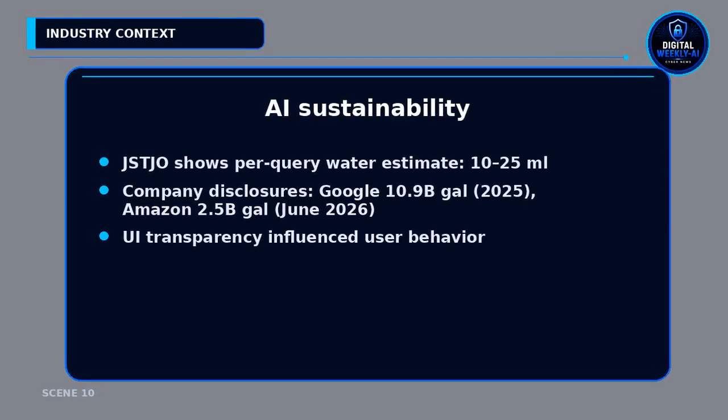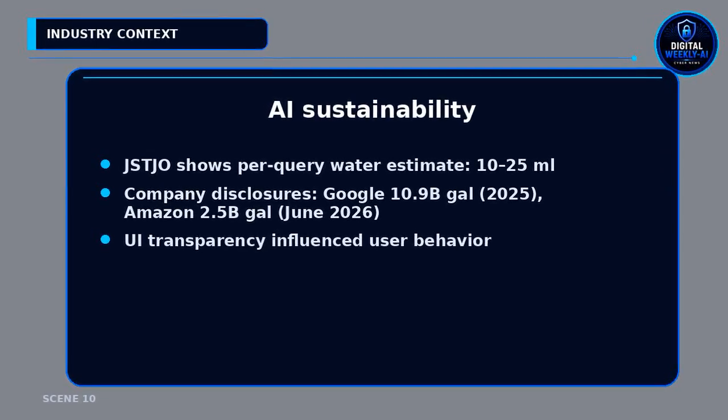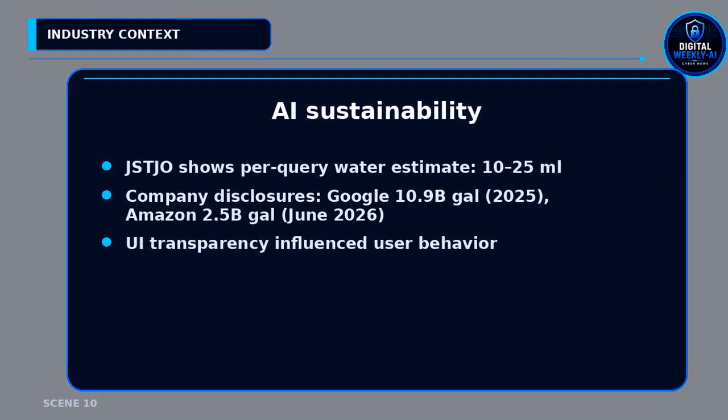Joanna built JSTJO to show water use per AI answer. Google disclosed 10.9 billion gallons in 2025, up 34%. Amazon disclosed 2.5 billion gallons in June 2026. Her per-query estimate, including indirect water, is 10 to 25 milliliters. Making usage visible can help reduce throwaway queries.